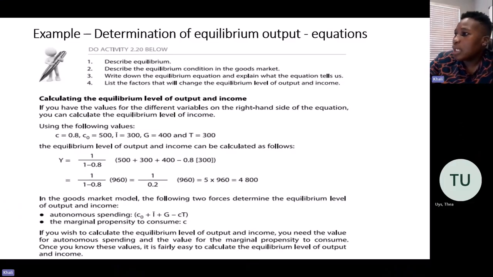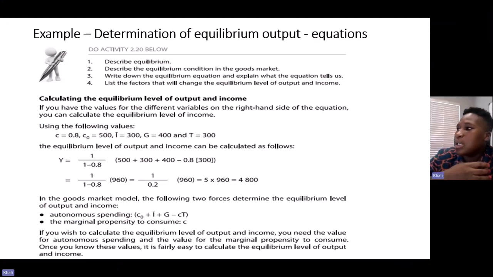And we are also asked to list the factors that will change the equilibrium. So we are doing an example now to help us determine equilibrium level using equations. Remember, I said you need to know how to do this in three ways.